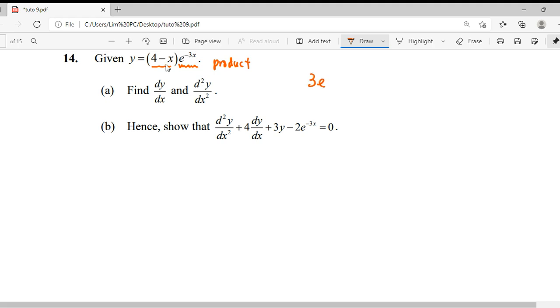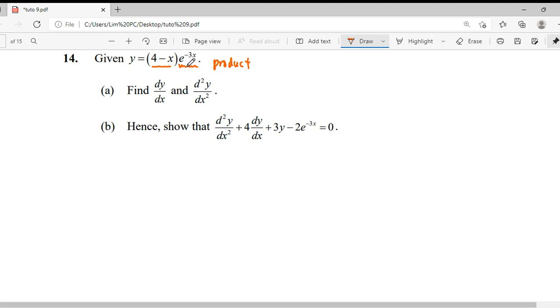If we get just an exponential function only, the coefficient we just carry on, nothing there. This is not product rule. We just differentiate the exponential. This is one function only. So don't misunderstand the coefficient as a function. A function means it's in terms of x, like this. So this is one function.